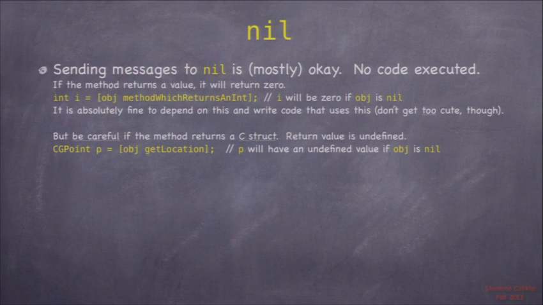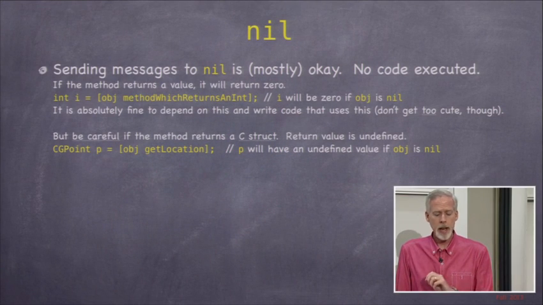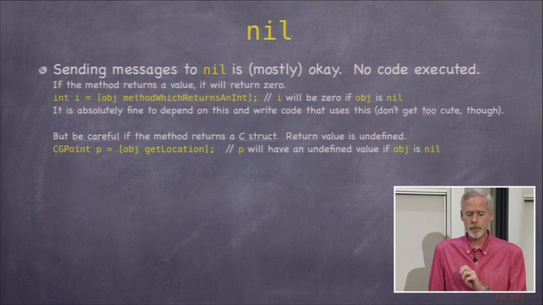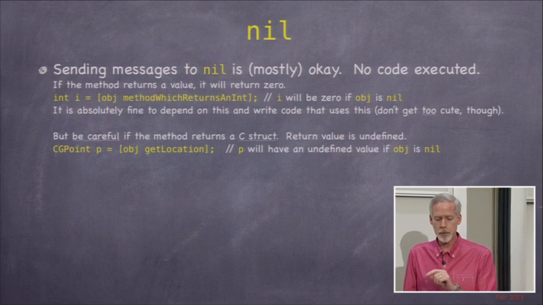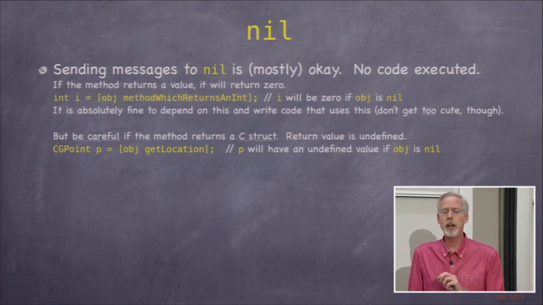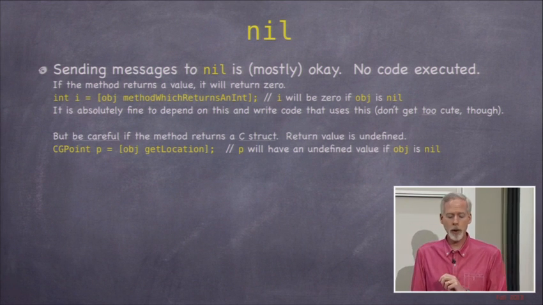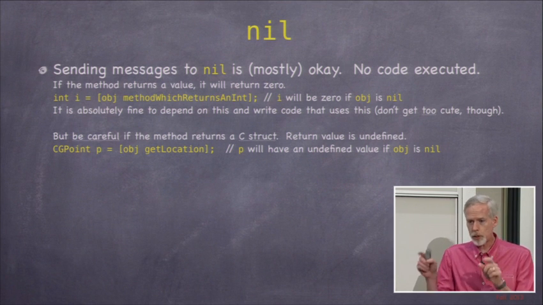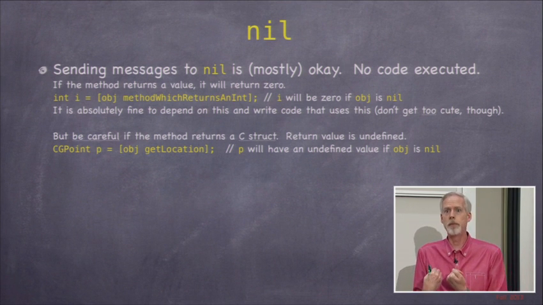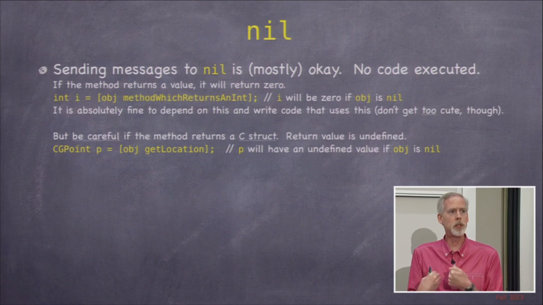Pretty straightforward there. Okay, nil, I already talked about this, that we can send messages through a pointer that is nil, i.e. that pointer does not point to anything, and no code gets executed. So if I do this, int i equals obj method, which returns an int, no code gets executed. However, that message sending square bracket thing will return 0. Okay, so that's important to know.